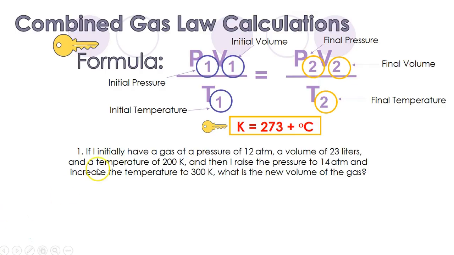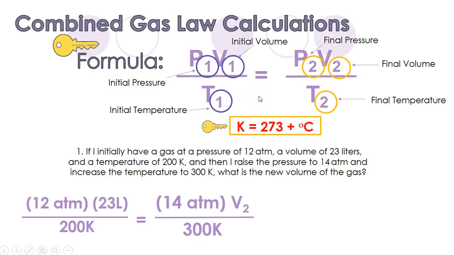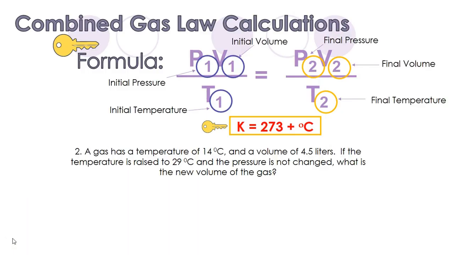So what you want to do is read the problem and plug values into our combined gas law formula. When we do that, we can see that our formula is going to be set up like this. Ultimately, what we're doing is solving for our final volume. So doing a little bit of algebra, we want to set V2, the variable, by itself. When we multiply and then divide the variables, we can see that our V2 is going to equal 29.6 liters. Let's take a look at another problem.